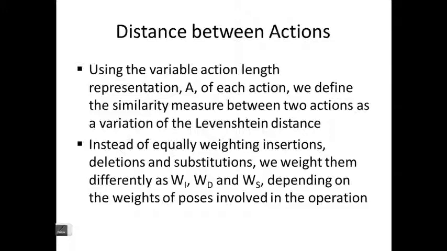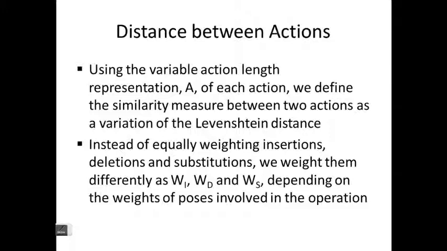So now that we've defined an action, we need a way to describe the distance between actions, because we want to categorize objects based on their affordances. Using this variable length representation that we described earlier, we can come up with a similarity measure between two actions based on a variation of the Levenstein distance. The Levenstein distance between two strings is just the number of operations that are required in order to make the strings the same. A valid operation is either an insertion of some character, or deletion of a character, or a substitution of a character.